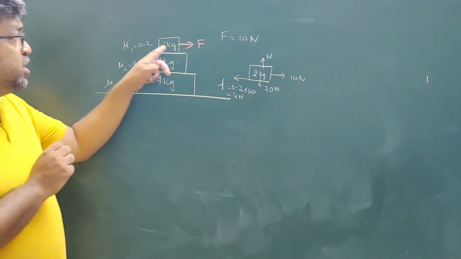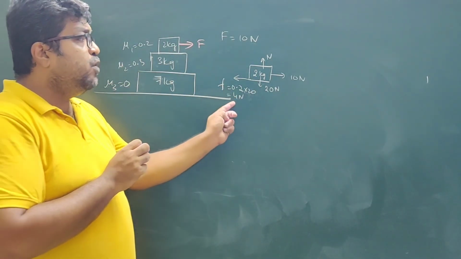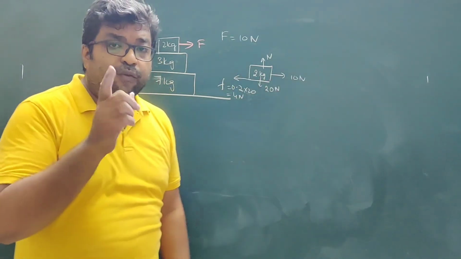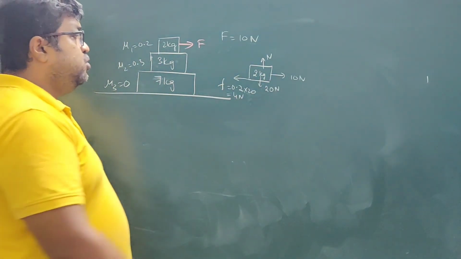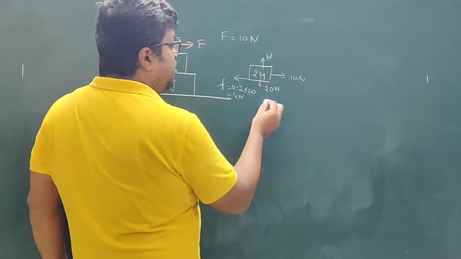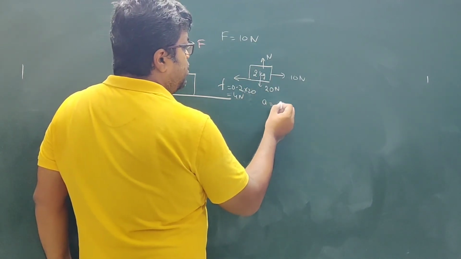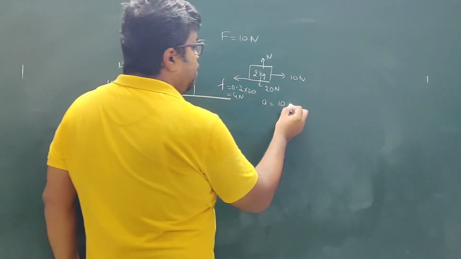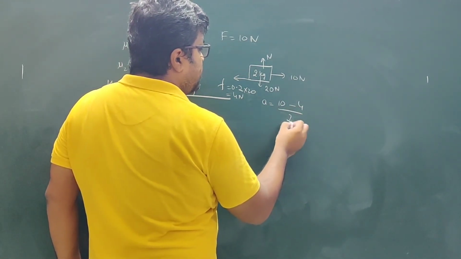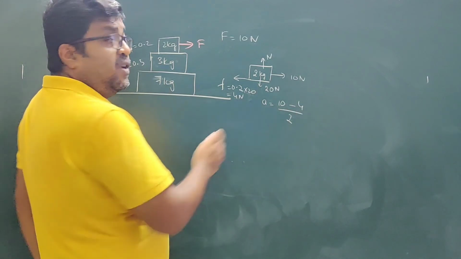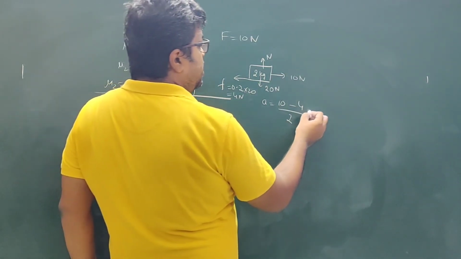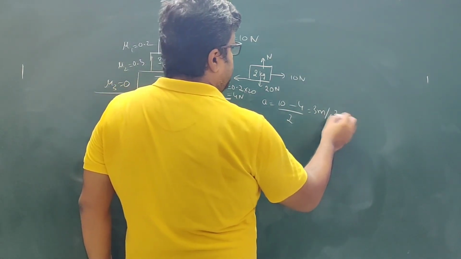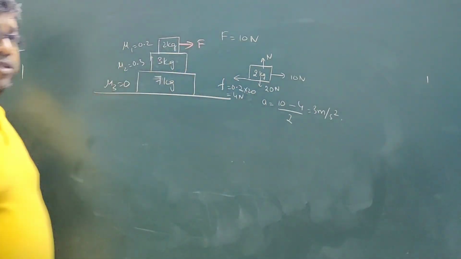Okay. So that means this 2 kg block is acted upon by a friction force of 4 Newton. Applied force is 10 Newton, so obviously this block is going to move. If this block is going to move, what will be the acceleration of this block? A will be equal to net force divided by mass: forward direction 10 Newton, backward direction 4 Newton, so 6 divided by 2. So this is 3 meter per second square. That will be the acceleration of this 2 kg block.